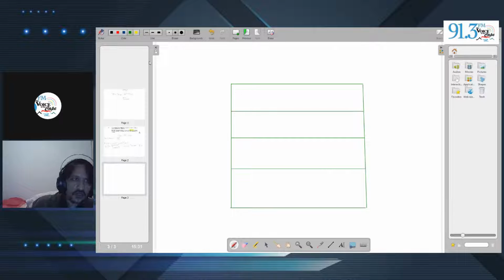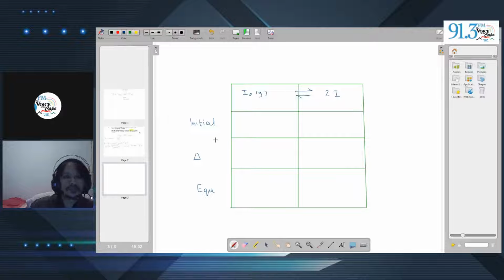So this is, let's use a different color, I2 reacts to give 2I. This is our initial, change, and equilibrium. Okay. Now, we've calculated what we have at equilibrium. But let's think about this. The products that we have initially is none. It's always 0.